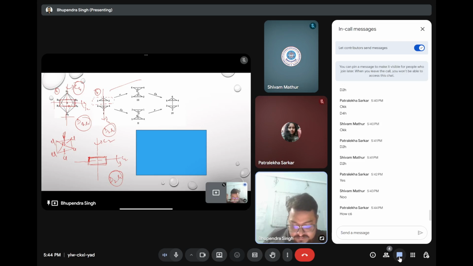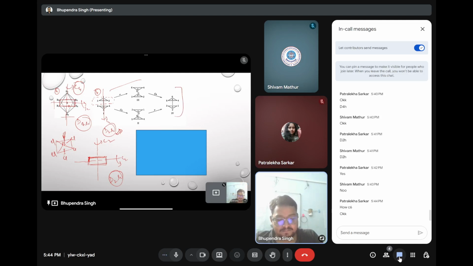Now Patrika ji, how is C6? No, no, no. Whatever you have said, the point group is correct. This is just to teach you something, to find the improper axis of symmetry. Okay, how is C6?